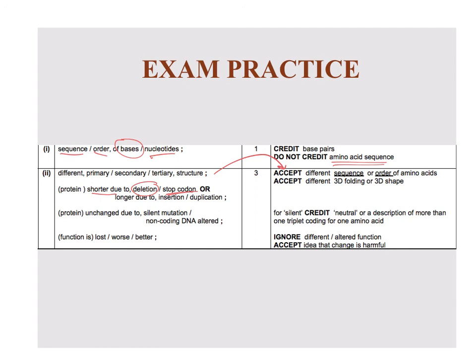You could have also said that the protein remains unchanged due to a silent mutation, or maybe you said that a mutation can be silent if the nucleotide that's mutated just produces the same amino acid, so we can't really see an effect. And you could have said that the function is going to be lost or worse or better, so we get a loss of function, the protein doesn't work as well. If it's a structural protein, it doesn't have the same structural properties, and overall we're going to get a significantly different, normally, effect.